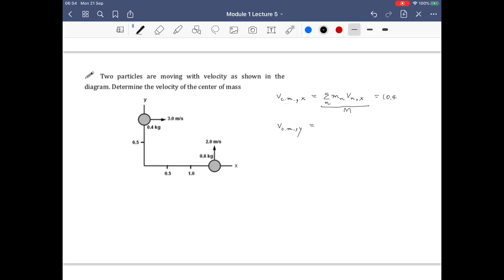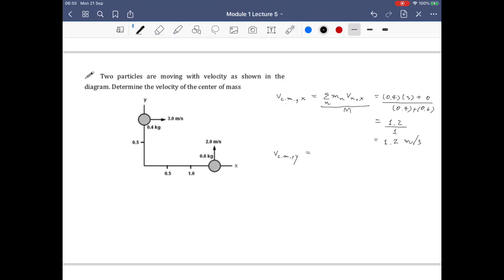So what we have here is 0.4 kilogram multiplied by 3, plus, if you look at this mass, there's no component of the velocity in the x direction, so you plus 0, over the whole mass, which is 0.4 plus 0.6. That is VCMX. So here what you have is 1.2 over 1, which is basically just 1.2. That is the velocity, with the unit meter per second.